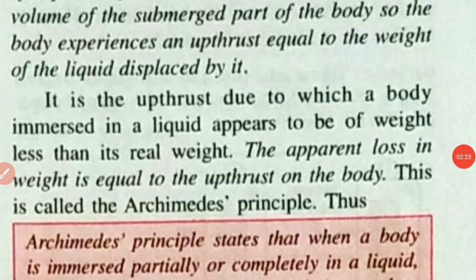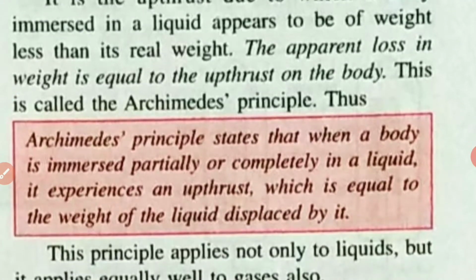It is the upthrust due to which a body immersed in a liquid appears to be of weight less than its real weight. That is also known as apparent weight. This thing also we have done. The apparent loss in weight is equal to the upthrust on the body. This is called Archimedes principle. Thus, Archimedes principle states that when a body is immersed partially or completely in a liquid, it experiences an upward force, that is upthrust, and which should be equal to the weight of the liquid displaced by that object.